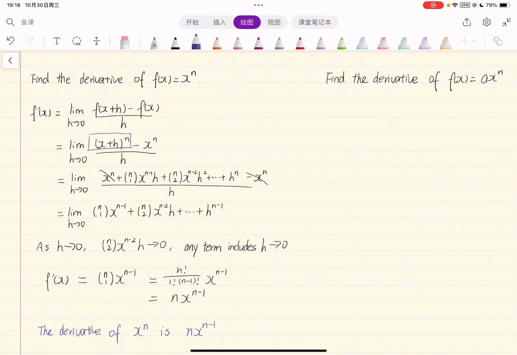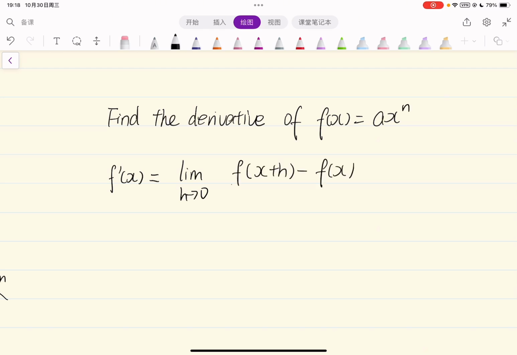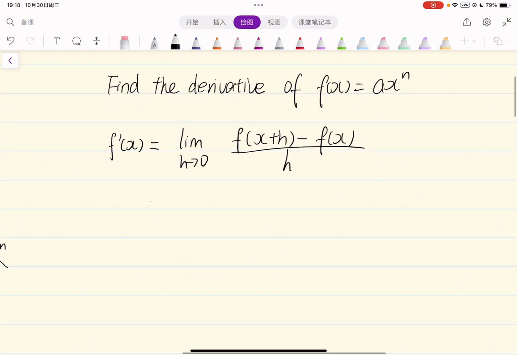Now, let us see how to find the derivative of the function a times x to the power of n. So we still use the gradient function, so the derivative of the function equals the limit as h tends to 0 of f(x + h) minus f(x) over h. That equals the limit as h tends to 0 of a times (x + h) to the power of n minus a x to the power of n, over h.